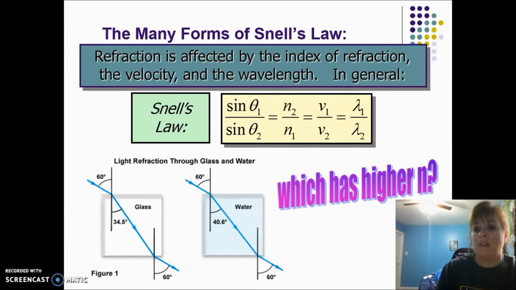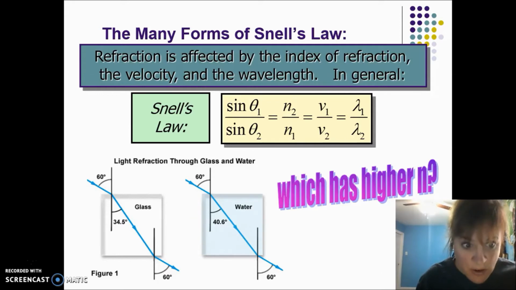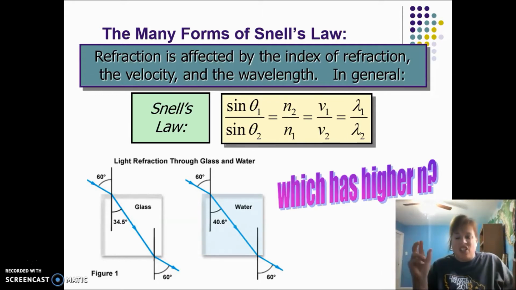Well, the denser it is, the more it slows down. The more it slows down, the more it bends. So if you said glass has a higher refractive index, you are correct. In fact, glass is like 1.5-ish, and water's about 1.33.